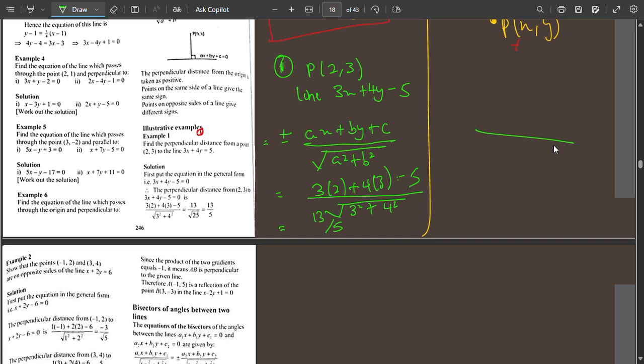So maybe this is the line. The line is x plus 2y is equal to 6. There's one point here which is 1, negative 1, 2, and there's another point here which is 3, 4. All they want us to find is that one should have the opposite sign of the other. If this is plus, this would be negative. If this is negative, this will be positive. So let's see if this is true.